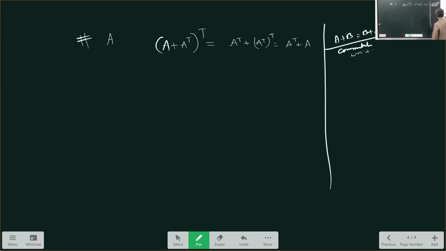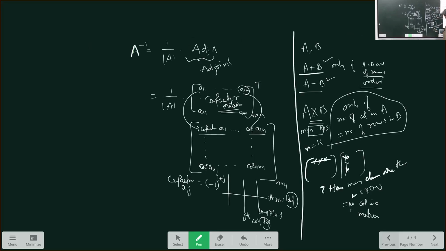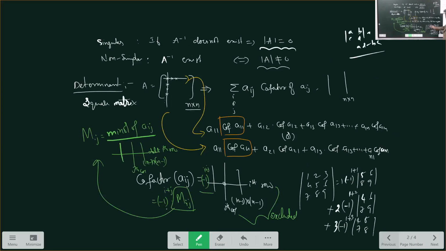When I am talking about this one, this is expanded by the first row. Please remember, this is expanded by the first row. Suppose I can also expand it by the second column. This is also possible. So what do you do now?